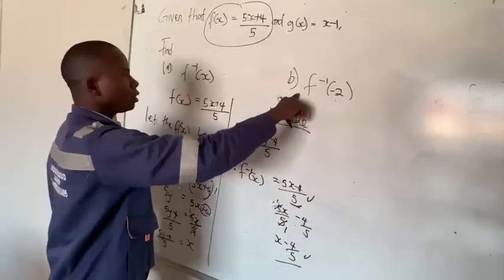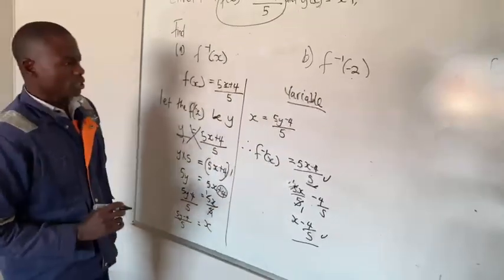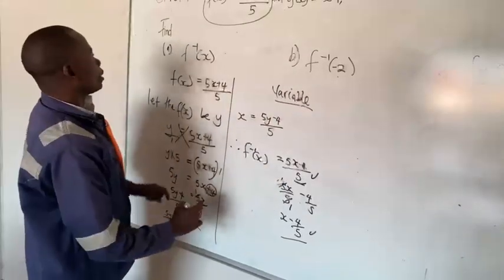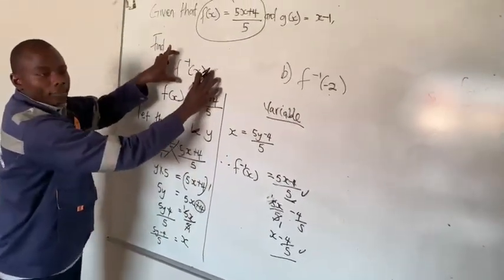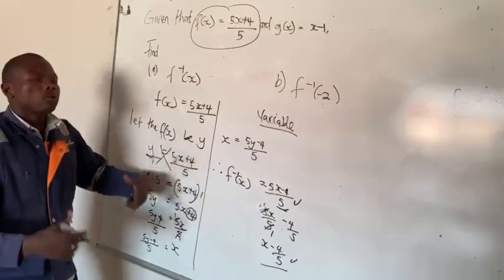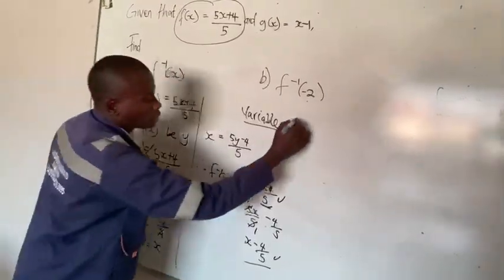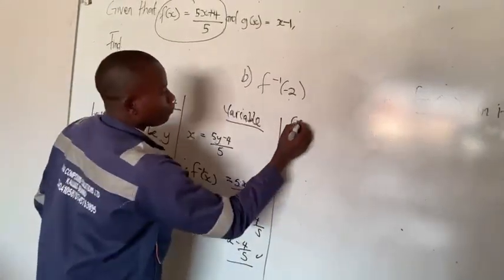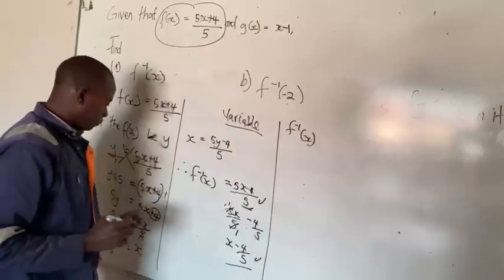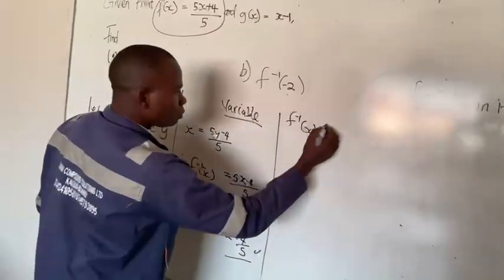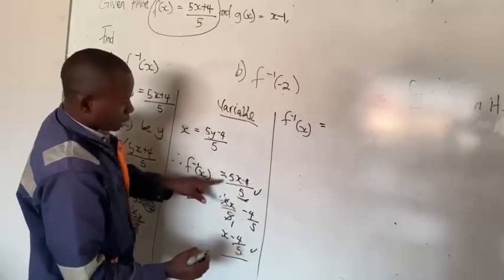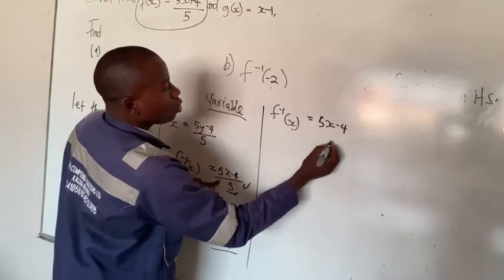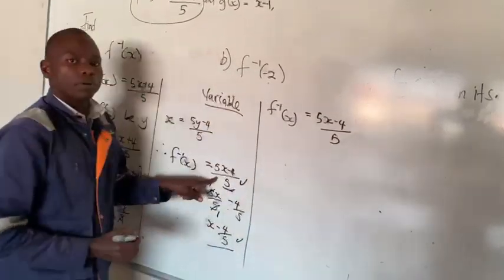Now, we are going to part B. Part B is saying that let us find the inverse of negative 2. Remember, we already have the inverse of x. We shall just substitute altogether. So I have my inverse of f(x) giving me this: (5x minus 4) over 5.